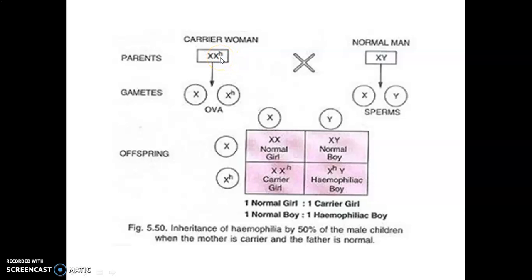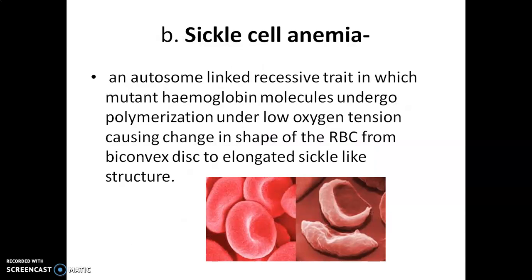See, this is a carrier woman. A carrier woman is represented by XHX. When she marries a normal man, observe this Punnett square: XX, a normal girl is produced; XY, a normal boy is produced; XXH, that means a carrier girl; and the last one, XHY, a hemophilic boy. That means inheritance of hemophilia by 50% of the male children when the mother is a carrier and the father is normal. Clear?